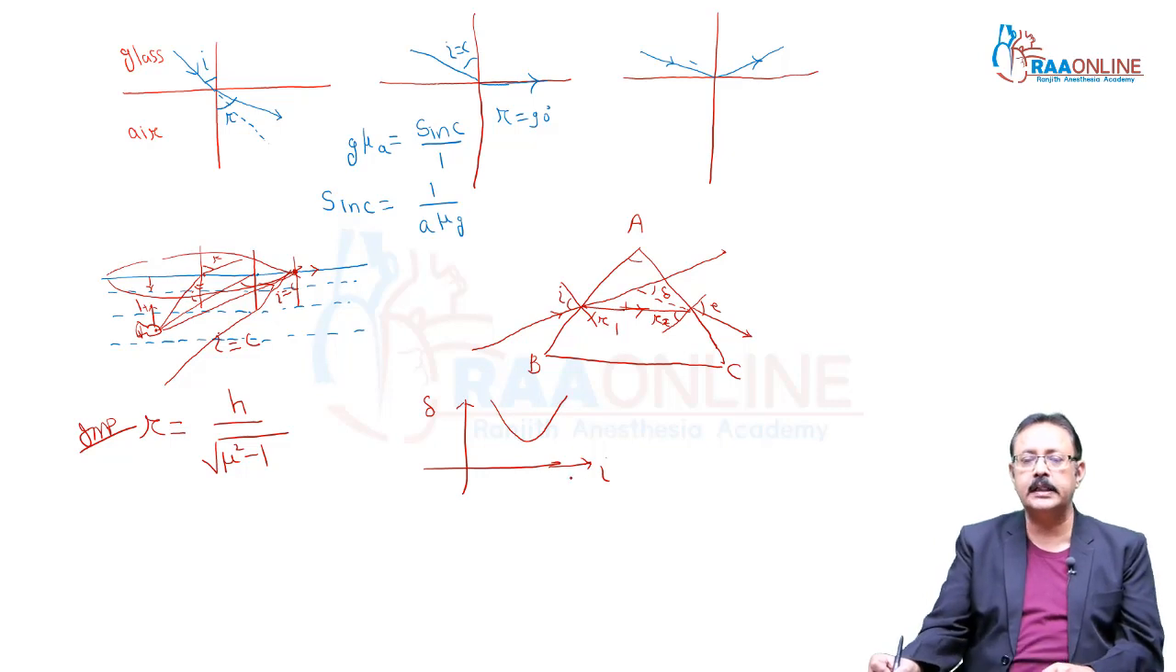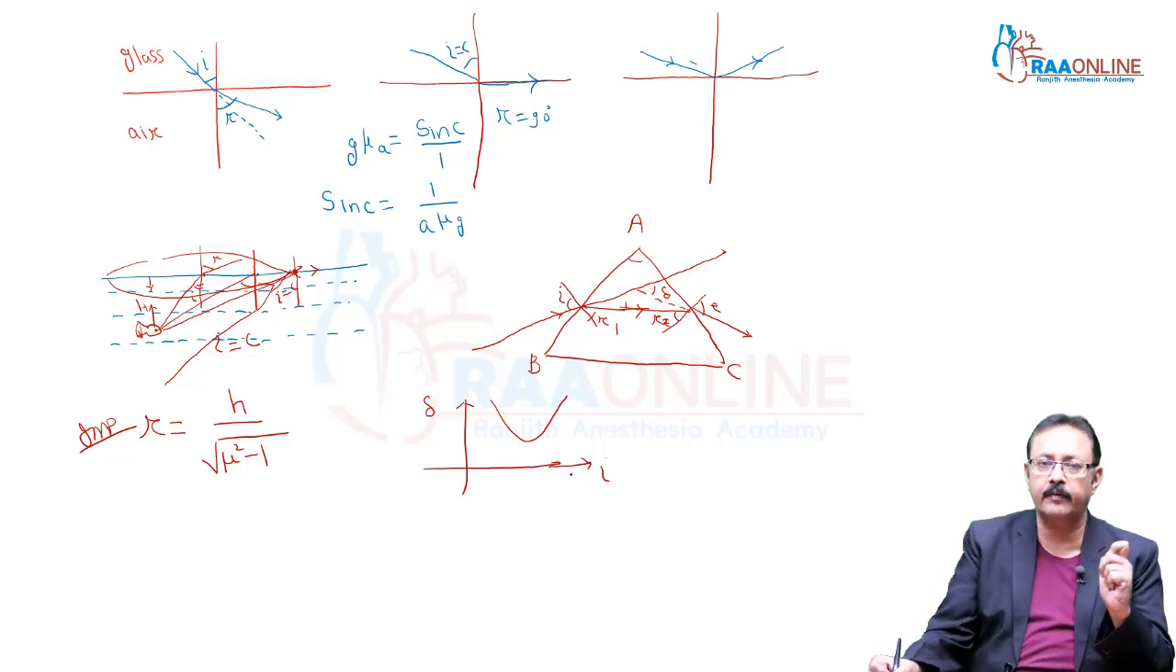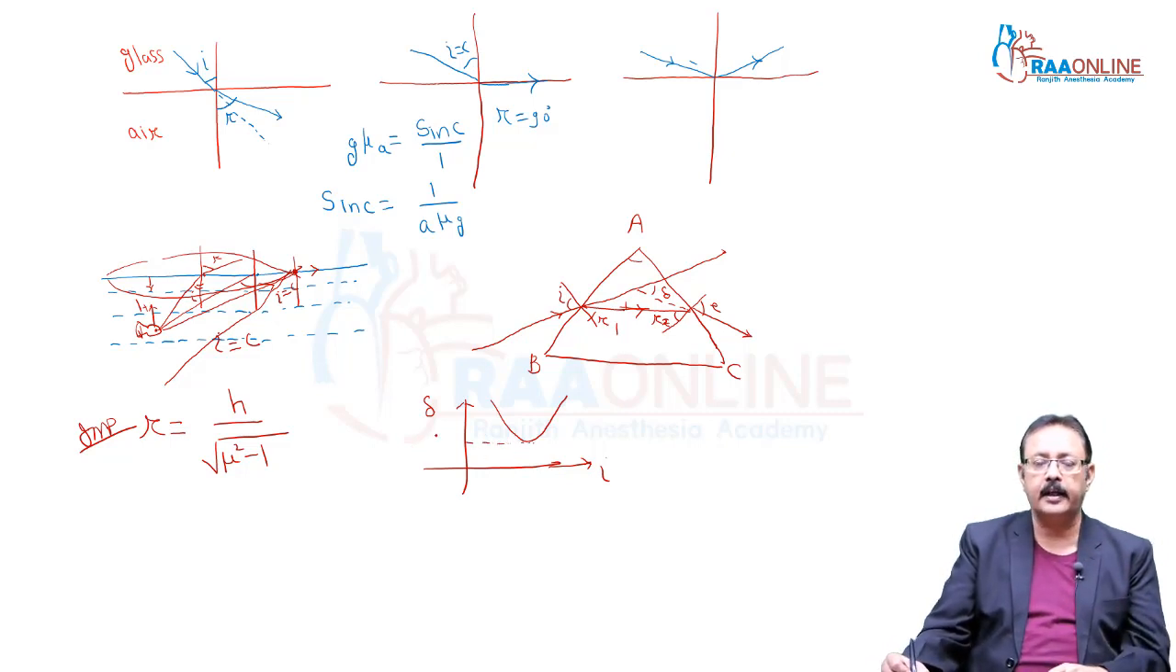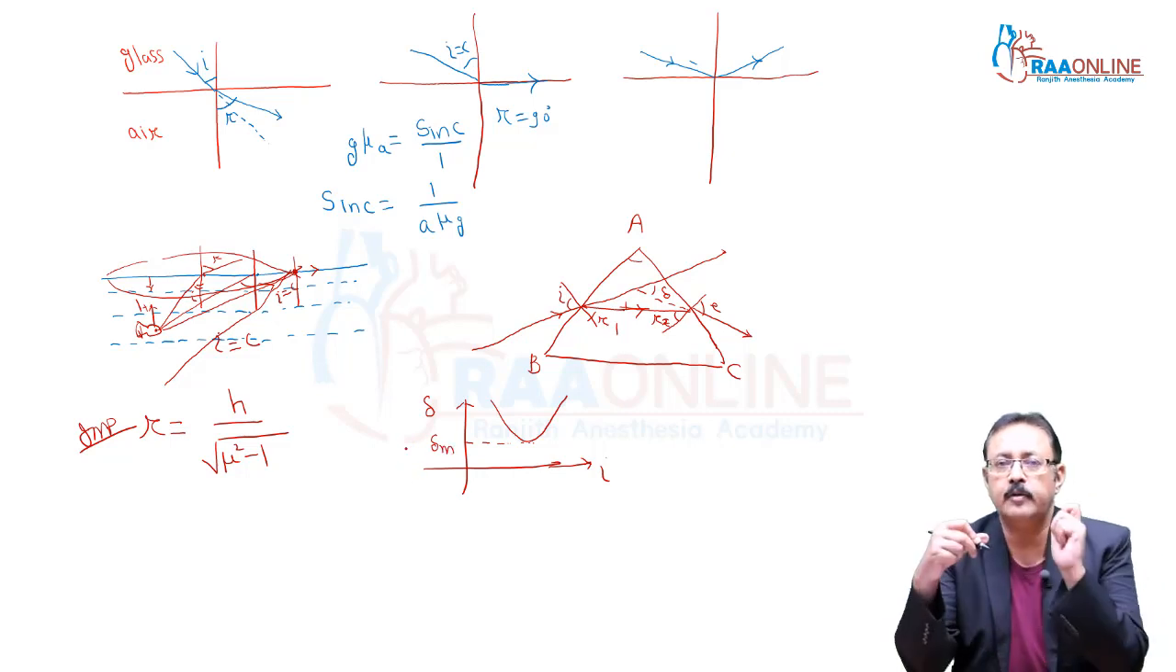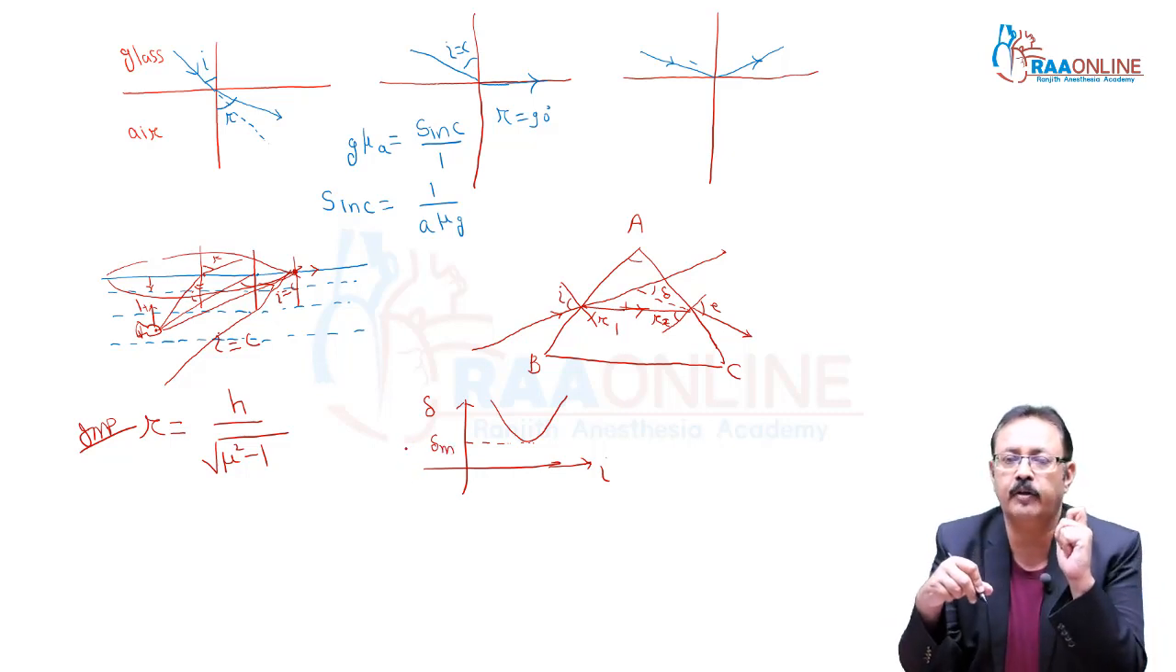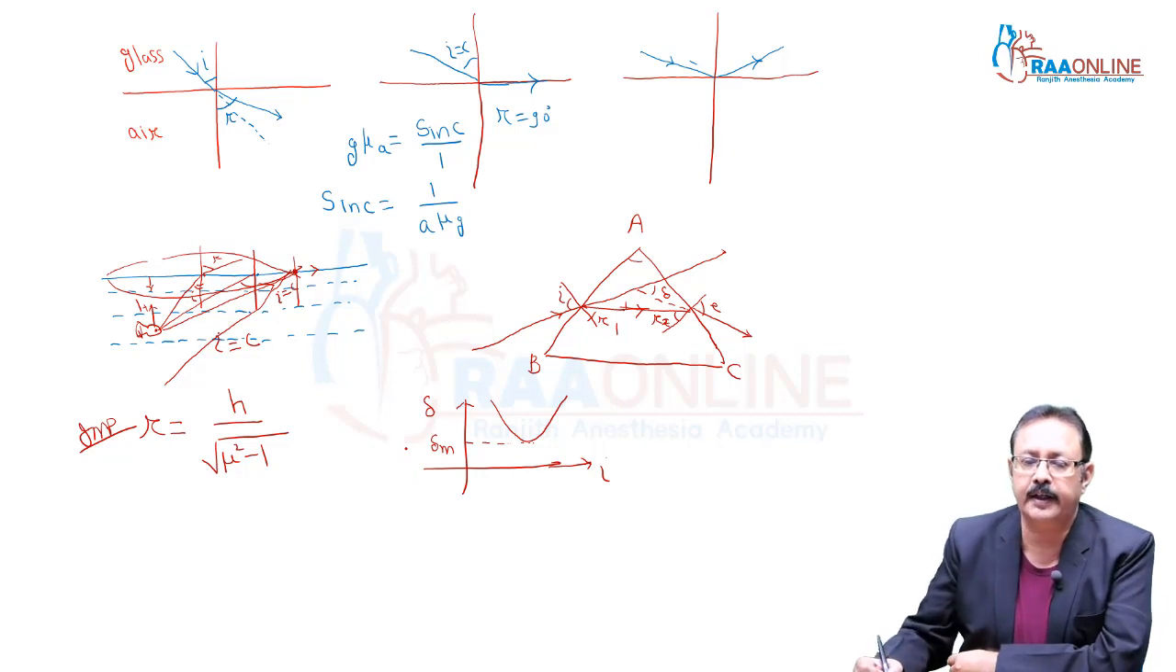It means if you increase the value of I, first delta will decrease. After a particular value, it will start increasing. This angle is known as the angle of minimum deviation. When the prism is in the position of angle of minimum deviation, at that time I is equal to E, and R1 is equal to R2.